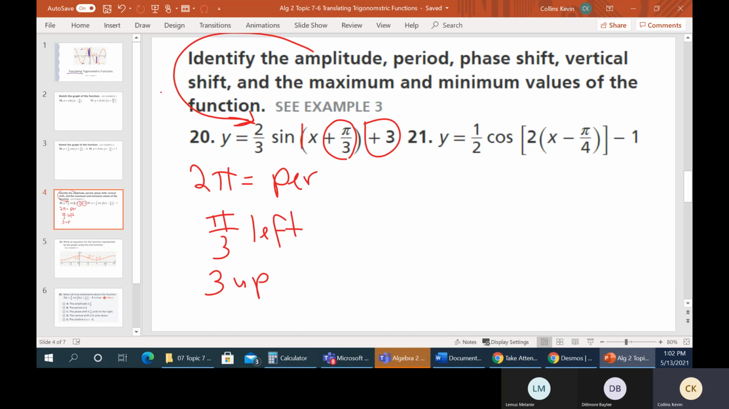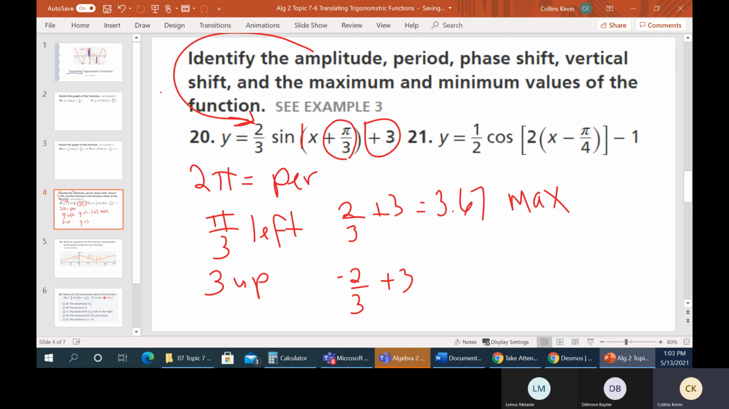Okay, so min and maximum values. So the original values would have bounced between 2/3 and -2/3, right? So 2/3 would be our max, and then -2/3 would be our min. But then we had to add 3 to it. So we add 3 here, we add 3 here. So this would be 2 2/3, or 3 2/3. So it would be 3.67 roughly. That's our max.